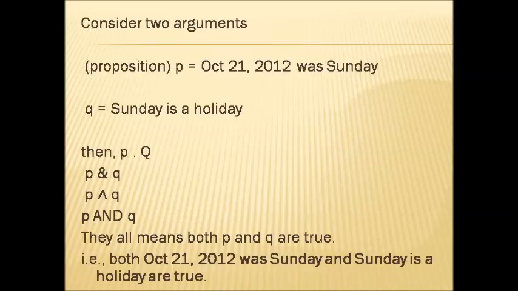See the proposition P, which means October 21st, 2012 was Sunday, and Q, Sunday is a holiday. So then P dot Q means both P and Q are true. So we can read it as October 21st, 2012 was Sunday, and Sunday is a holiday. Which means that it will return true only when all these propositions are true, right?